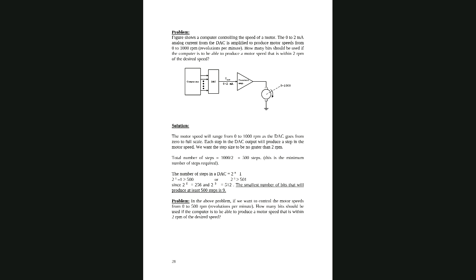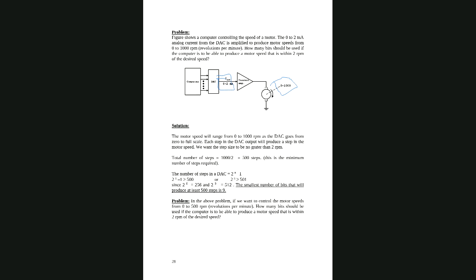Now look, what is the question? The question says that the figure shows a computer controlling the speed of the motor. From the DAC, the output is a 0 to 2 milliampere analog current. It is amplified to produce a motor speed from 0 to 1000 RPM. So the motor speed that we have here is 0 to 1000 RPM. Now it is asking you something very simple.